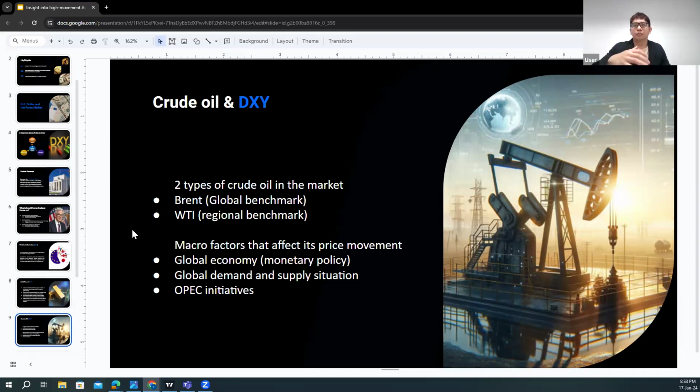When the dollar is more expensive, it will have a negative relationship with crude oil. Vice versa, when the dollar is cheap, it means the oil price is cheap, which will encourage more people to buy it and lead the oil price to go up or trade higher. Okay, this is the relationship between crude oil and the dollar.